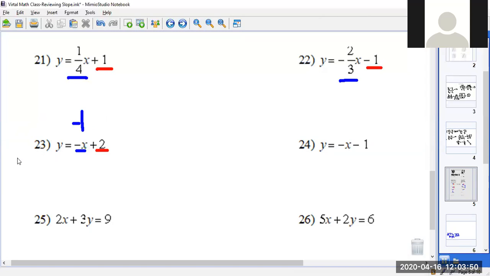Number 24. What's my slope? -1. Excellent job, y'all. And then, therefore, what is my y-intercept? -1. Yep, -1. Now, number 25. Look, we may have to work this one out, huh? Let me see if I got the answer. Go ahead.